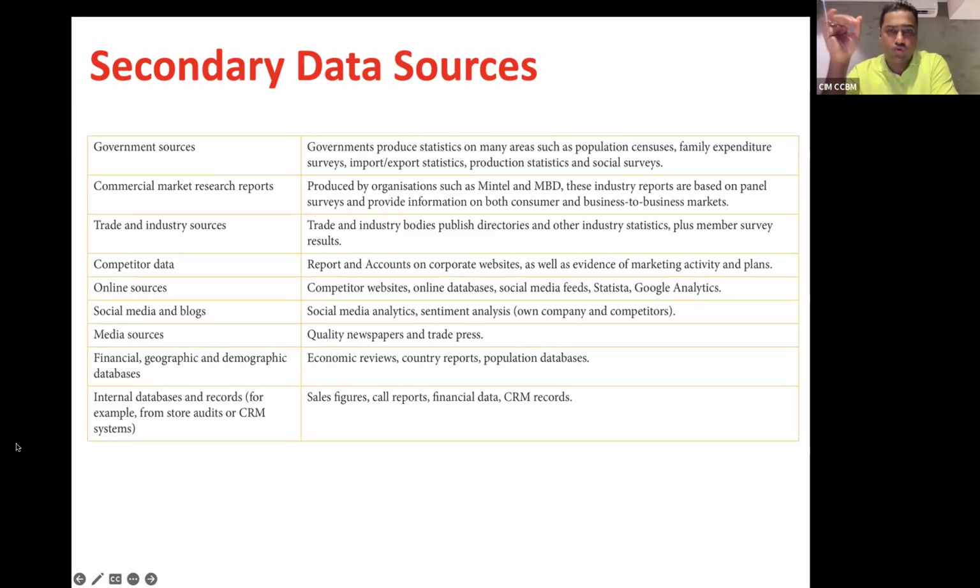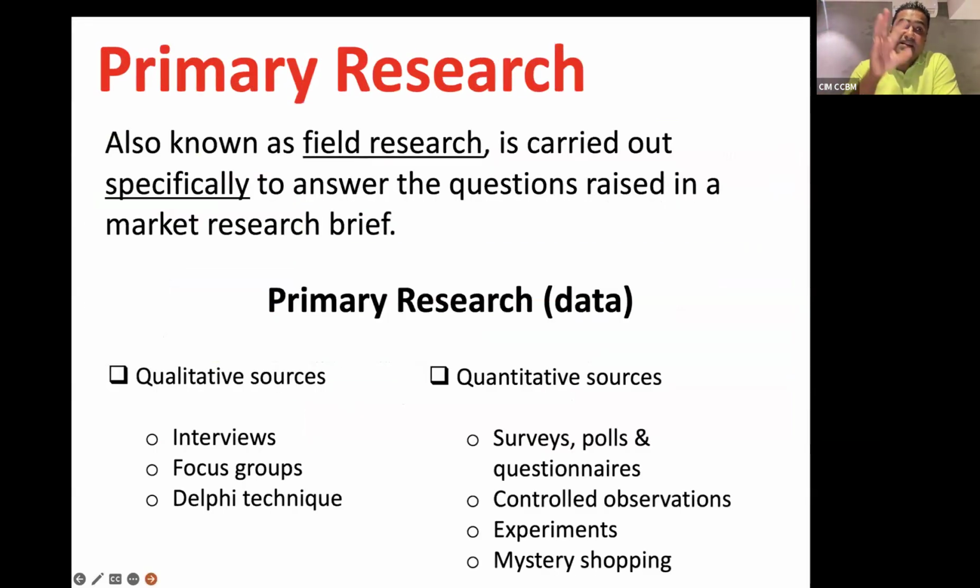And so many sources: reading newspapers, watching news on TV, gathering data from competitors' annual reports, from their brochures, going and visiting their trade shows. So there are so many ways you can gather secondary data. Okay. Now, what is primary research?